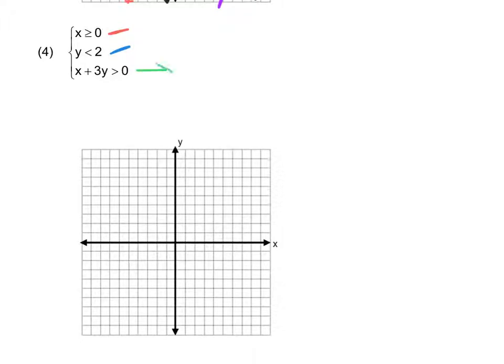Now this one we do have to address a little bit. I'm going to subtract the x. So we'll have 3y is greater than or equal to negative x. And then I'll divide both sides by 3. So we get y greater than or equal to negative 1/3 x.